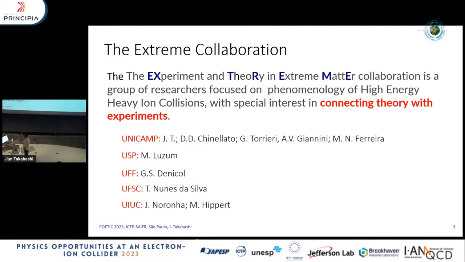This is a list of the Extreme Collaboration, where we have people from many institutions. Myself and David, we are the experimentalists in this group. And then we have within the same institution a theorist, Giorgio, who everybody knows. He's common in every field in physics, right? So it's the same Giorgio in every field. But then we have people at USP and Rio de Janeiro, Federal Fluminense, and Santa Catarina, from where Emmanuel just came, Thiago from Santa Catarina, and also George. George used to be with us at São Paulo, but now he's at Urbana-Champaign. So this is the Extreme Collaboration.